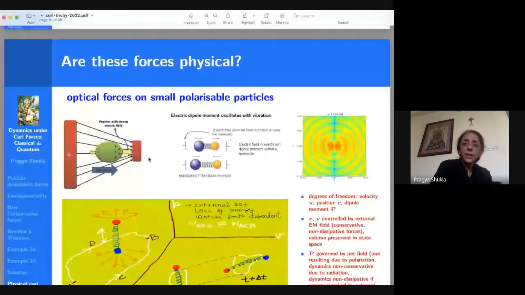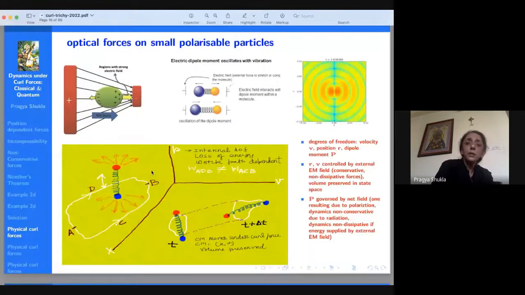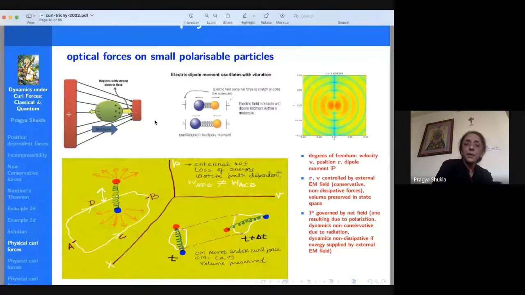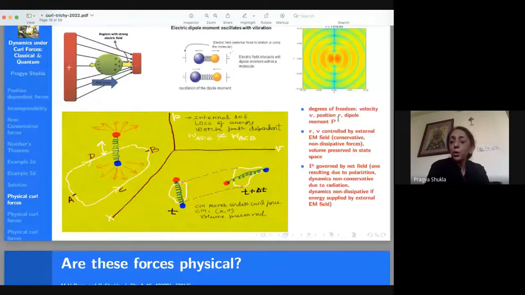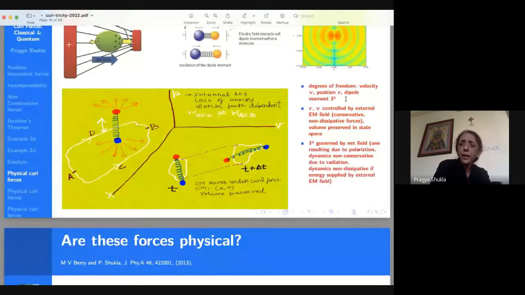So basically we are now going to consider just the simplest approximation of a dipole oscillating in an electromagnetic field. So what are the degrees of freedom? Velocity of the atom, which has now become a dipole, position r, and dipole moment p. Because the dipole has two particles, we are going to talk about the center of mass motion. So velocity and position of the center of mass, and dipole moment of the whole atom, or rather the dipole, I should say.